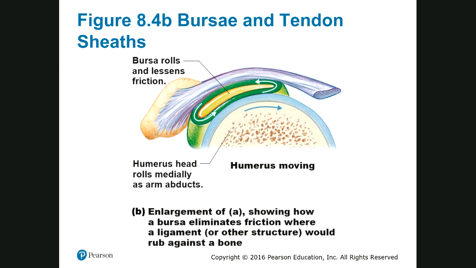So again, this is a bursa, and again, as it moves this way, the bursa is going to roll in the opposite direction. So it acts like that snake that you used to get at Six Flags when you were a kid, or at the county fair or a carnival. But it simply allows the rolling motion to occur so that you don't wear it out.